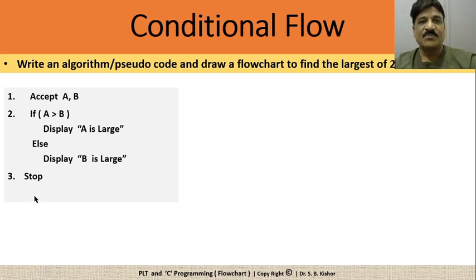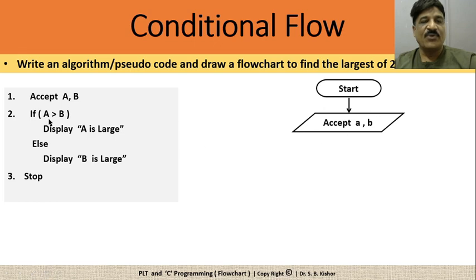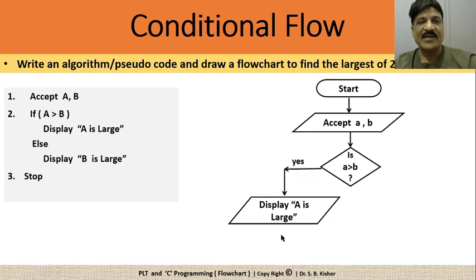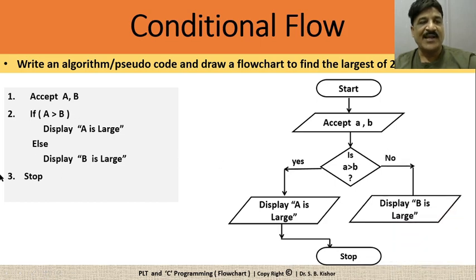Now see the corresponding flowchart for this. Accept the two values. Now what we need to do? You need to make a decision. So for that purpose, we have a decision box symbol. Check whether the value of a is greater than b. If it is so, if it is true, perform the true part entirely. Display a is large, and once this statement is executed, then control will be transferred to the stop. So let's complete it. Now if this condition is false, it means what? Display b is large, the no part, and then again control will be transferred to the stop.